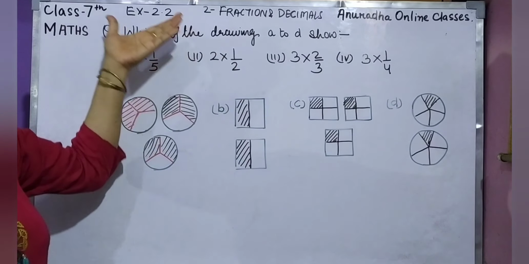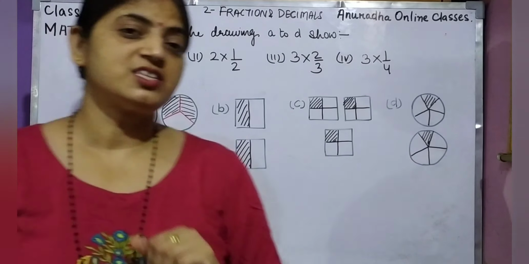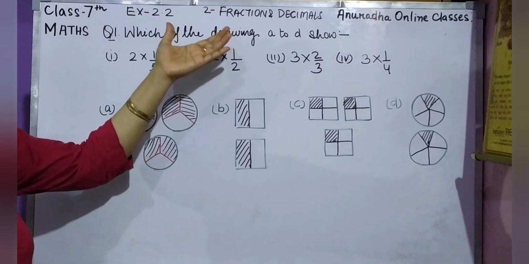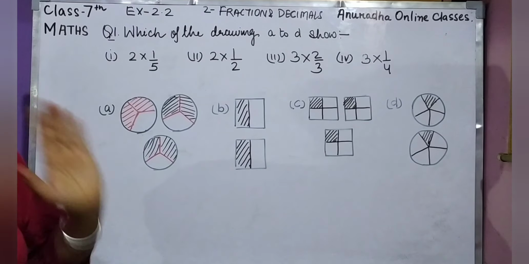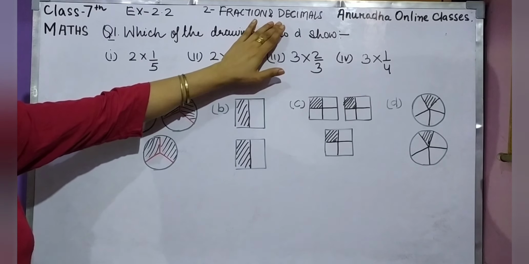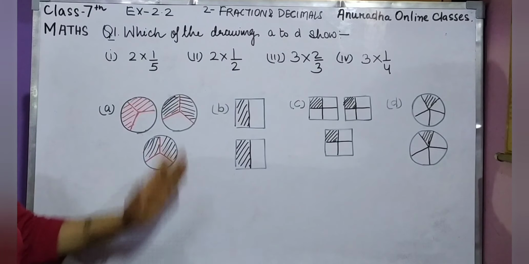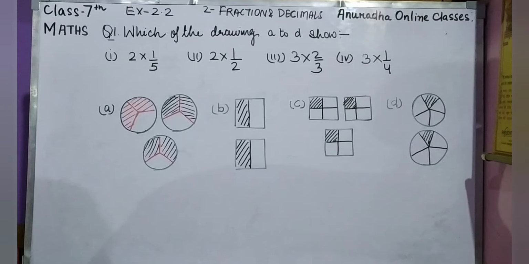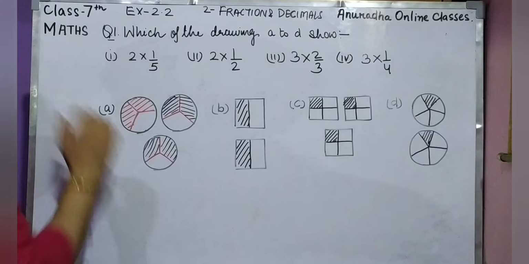Children, today I'll take class 7th and we will study about exercise 2.2. The chapter is same only, that is fractions and decimals. हम लोग 2.2 start करते हैं. Question number 1 is C.